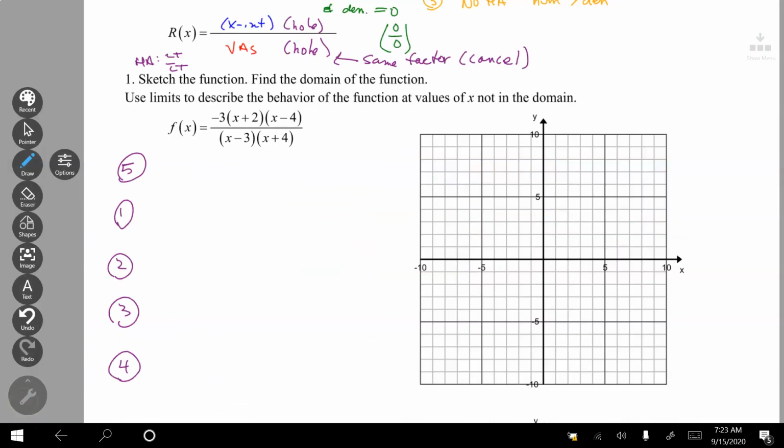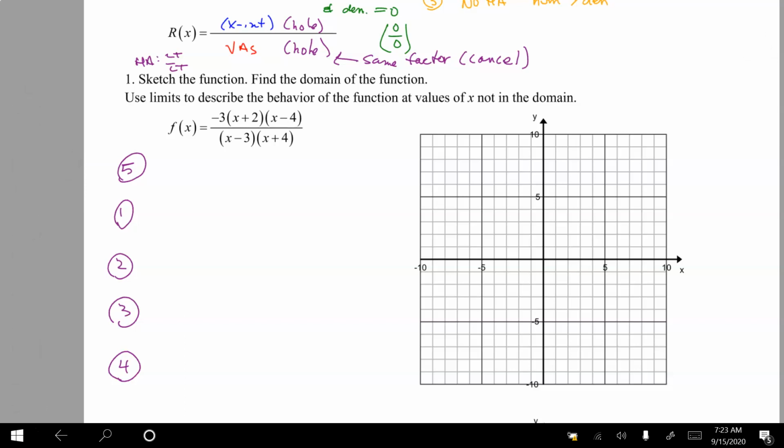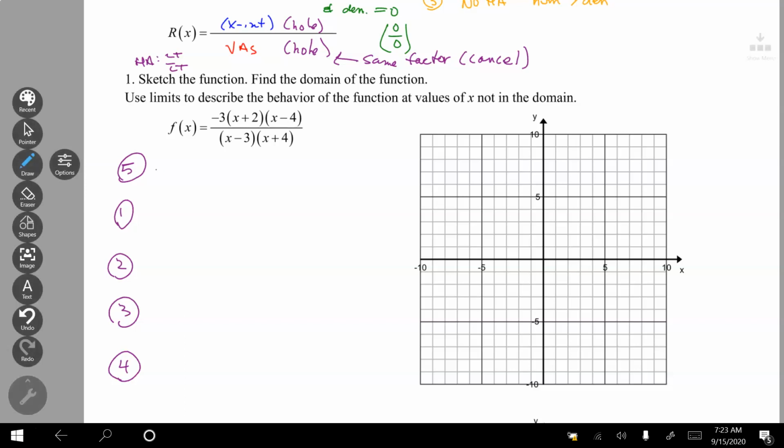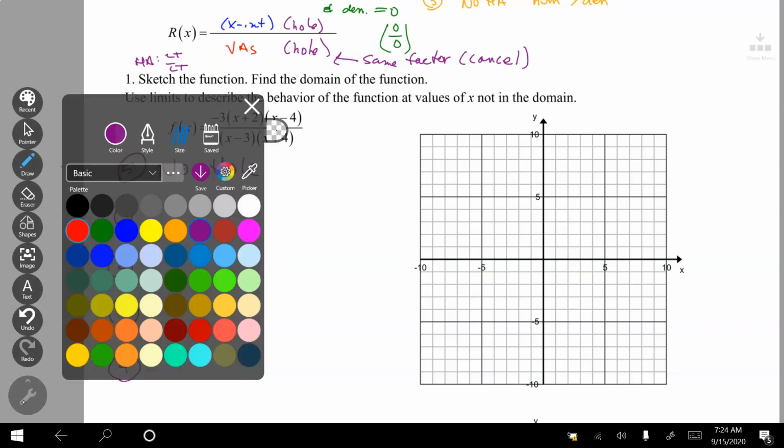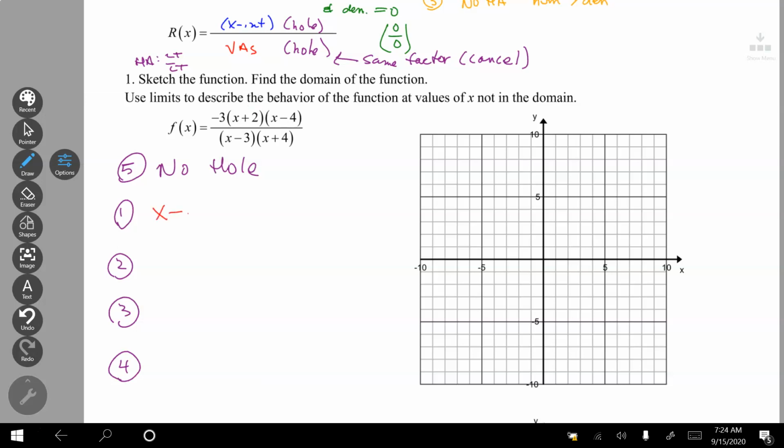So, let's do an example. Even though it's feature number 5, I kind of look for it first. This is already factored, and there's nothing the same in numerator or denominator. They have to be identical to cancel out. So there is no hole in this graph. Feature number 1, x-intercepts come from the numerator. I get -2 and 4. Feature number 2, VAs, they come from the denominator, and that's going to be 3 and -4.